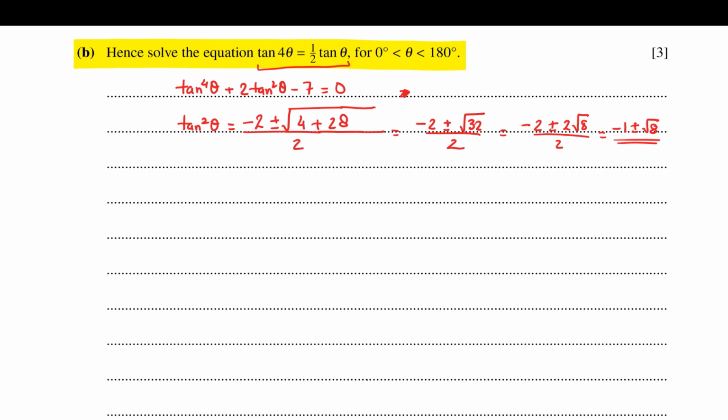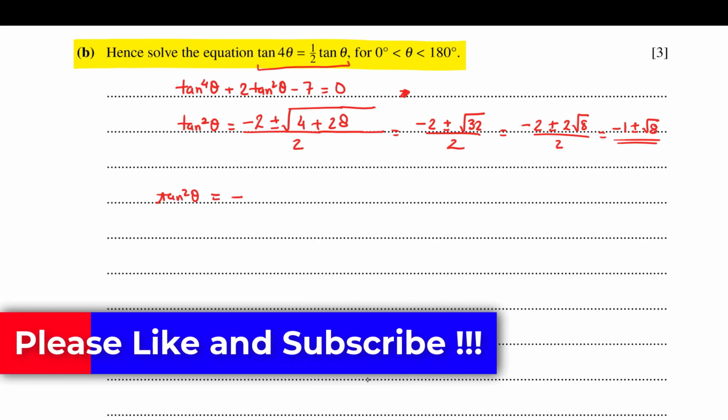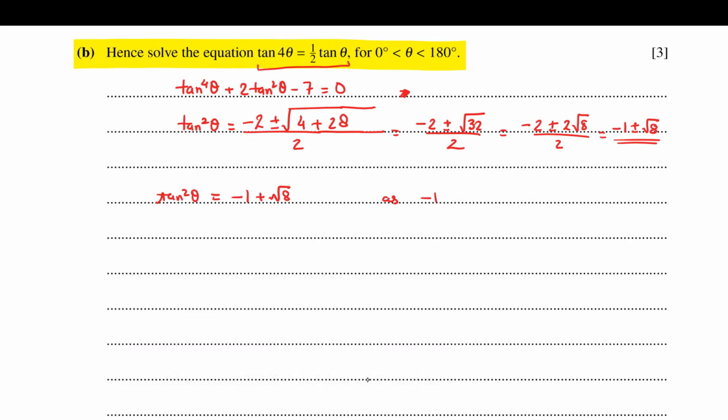Now tan square theta is a square number, so it cannot be negative. So we are left with only one option, that is tan square theta is minus 1 plus root 8, because minus 1 minus root 8 is a negative number, and tan square theta would always be a greater value, or maybe equal to 0, but it is not going to be 0 because theta is always between 0 and 180.